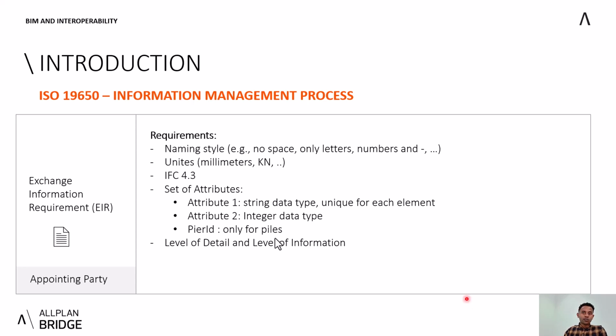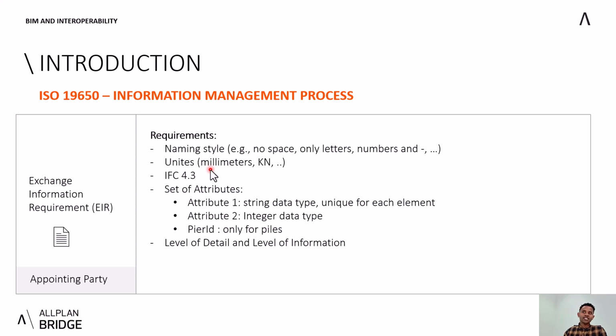So let's start with the appointing party. The appointing party starts with the set of requirements. So they have a naming style they wish to have, maybe units. Of course, this makes quite a lot of sense. They might say, okay, you use for every length measurement millimeters, for loads maybe kilonewtons, and so on. So they set up the units. Maybe this could be a requirement.